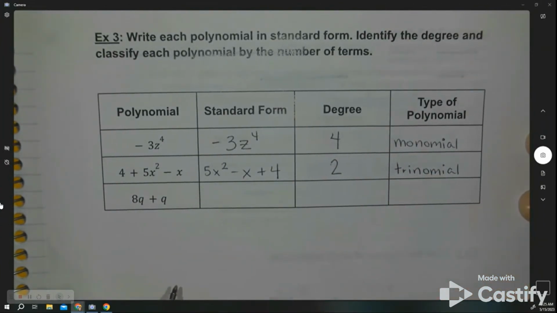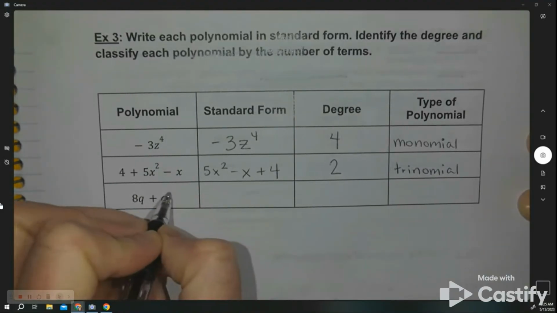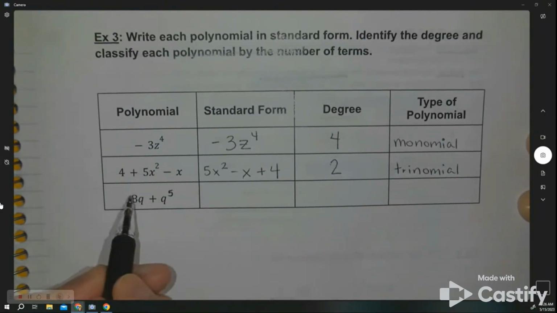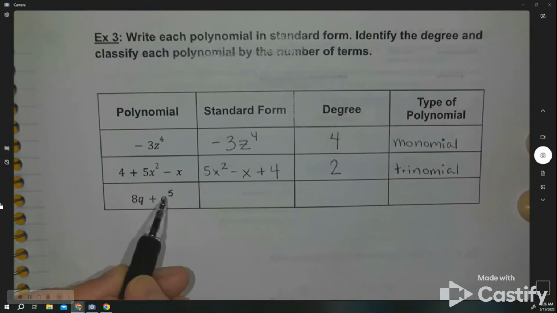And last but not least, oh, this did not print on here. This is supposed to be q to the 5th power here. So take a second, go ahead and add that in here. All right, so when we're looking at our degrees, we have 0 and 1. So this is a degree of 1, and we've got 5 here. So that would be our greatest degree.